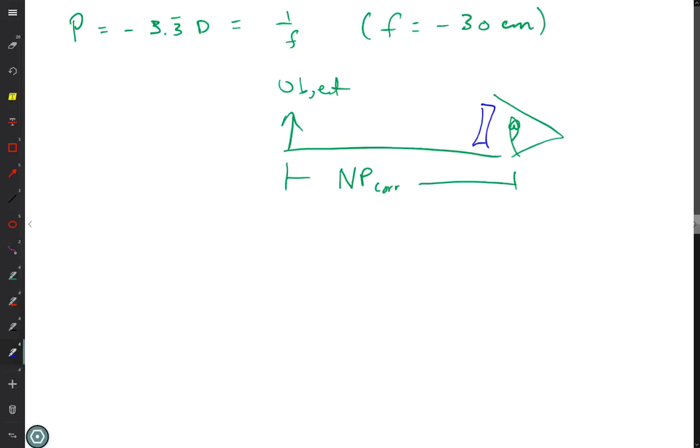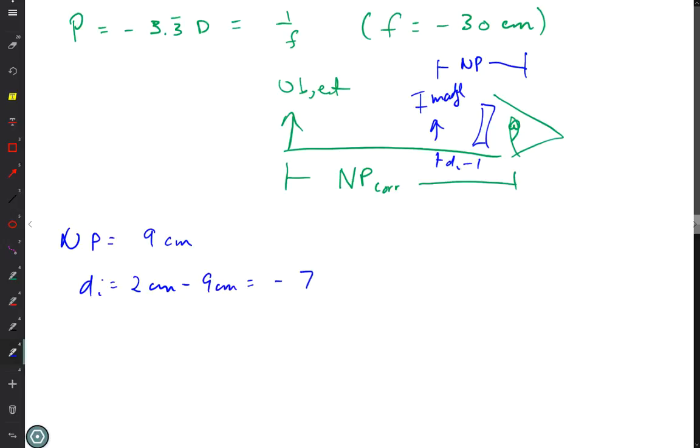It'll be at the actual near point. That's right. We'll find the corrected near point by using the actual near point. And so we'll have the image. So this is the near point. For her, the near point was 9 centimeters. And what should the distance image be in that case? Two centimeters minus 9 centimeters, so minus 7 centimeters.